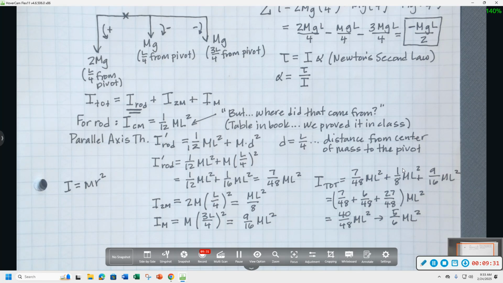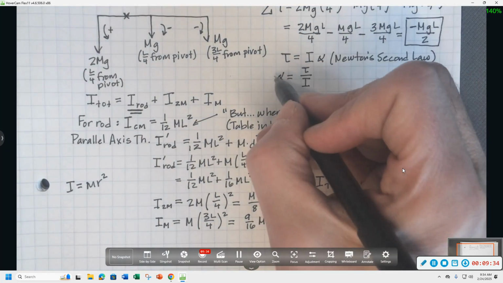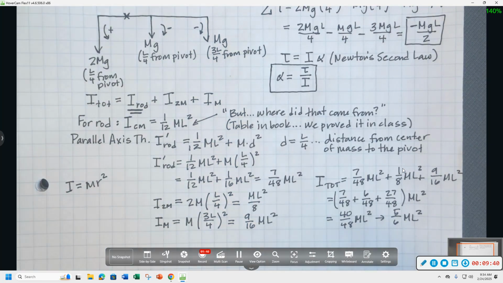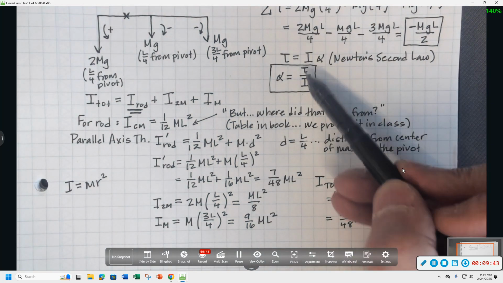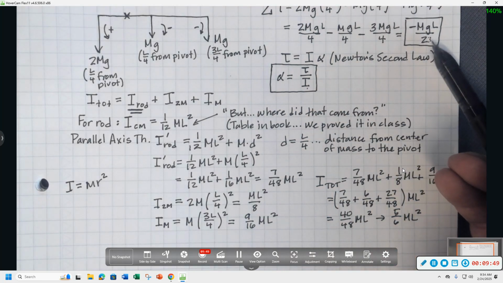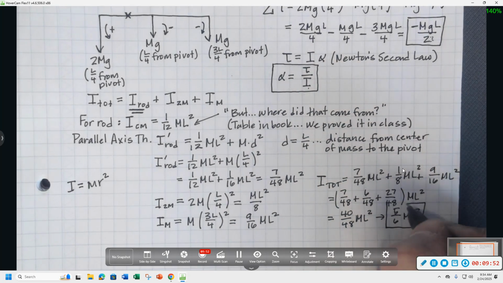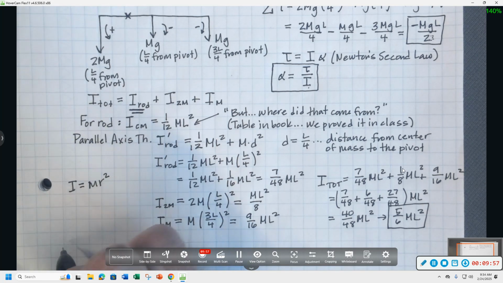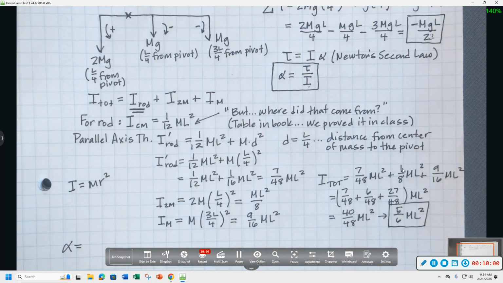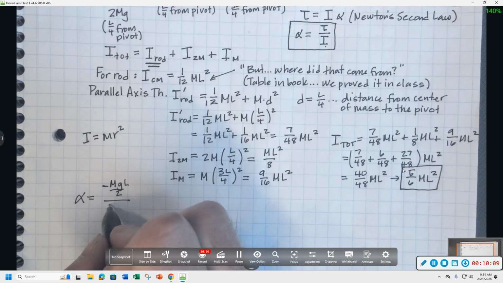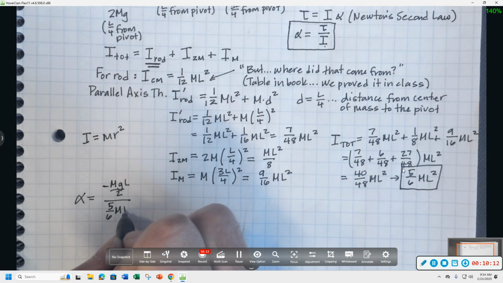Okay, so where are we at? Taking stock in this. We're using this. Angular acceleration is equal to the torque divided by the total rotational inertia. This is the torque up here. This is the inertia. So if I want alpha here, I'm going to take negative mgL over 2 divided by 5/6 ml squared.